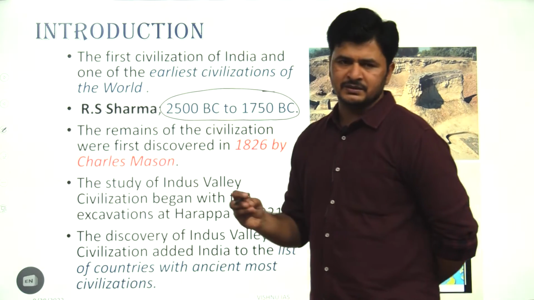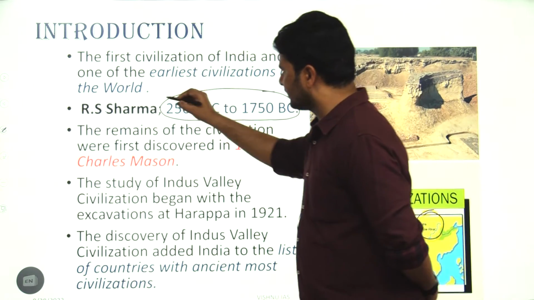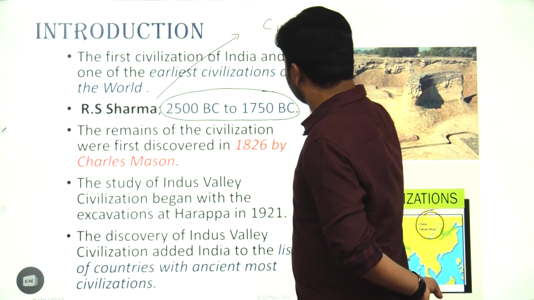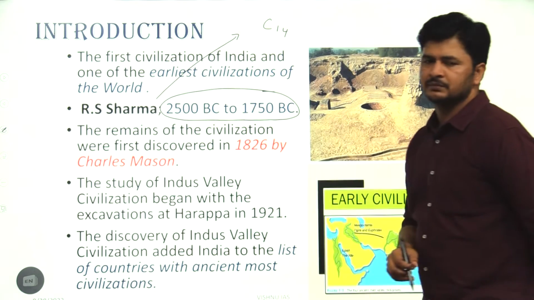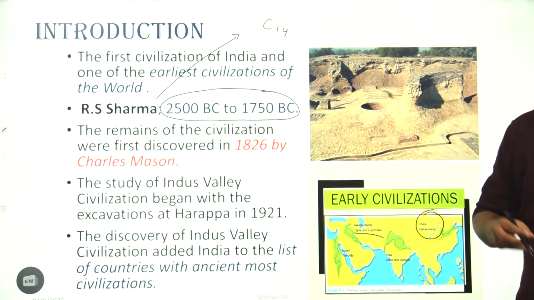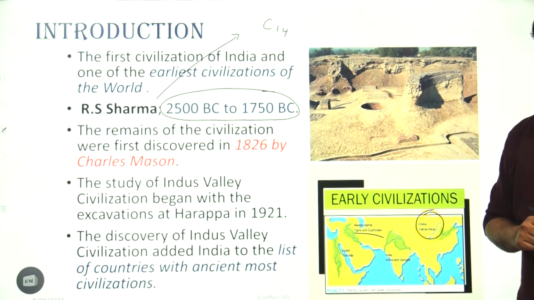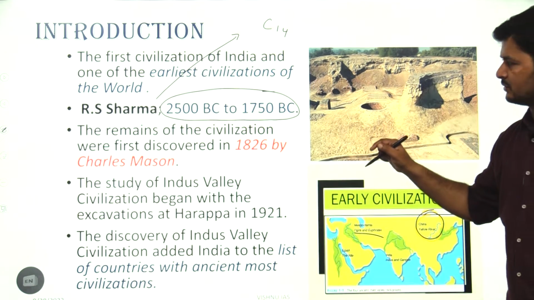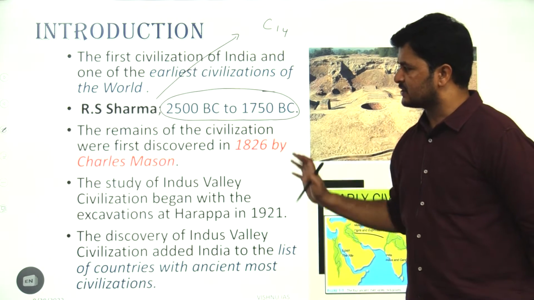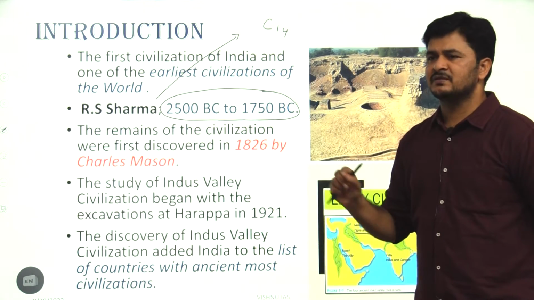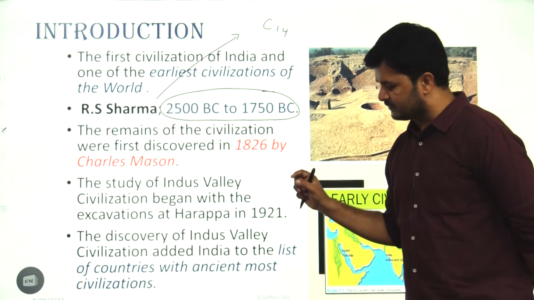Sharma came up with this particular tag on the basis of the C14 method, otherwise called the carbon dating method. It was on this ground, on this criteria, that R.S. Sharma opined the civilization flourished between 2500 BC to 1750 BC.